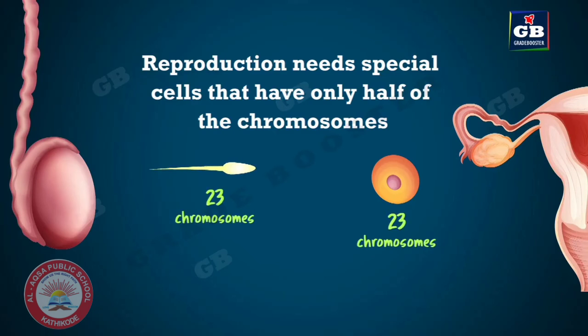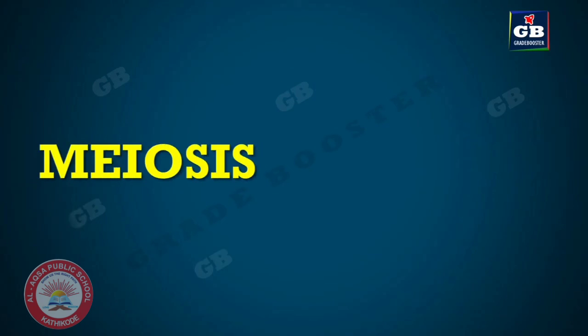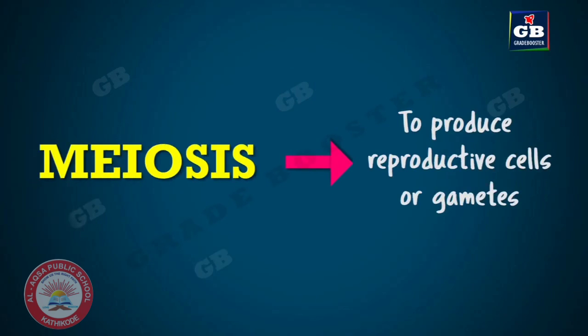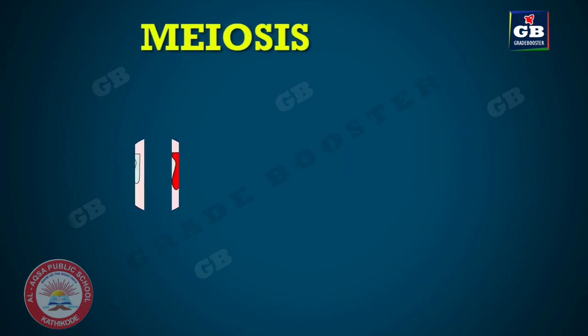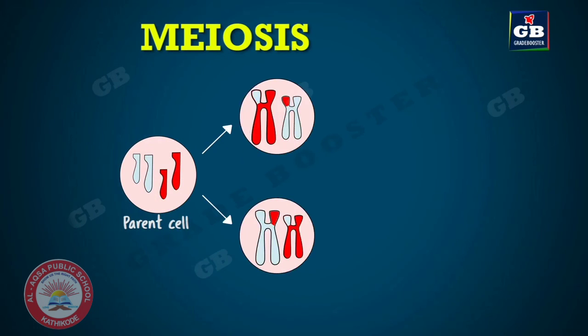This is where the next type of cell division comes into action, that is meiosis. The main purpose of meiosis is to produce reproductive cells or gametes. In meiosis, the parent cell divides into two daughter cells, which contain the same number of chromosomes. But meiosis does not stop with this one division.